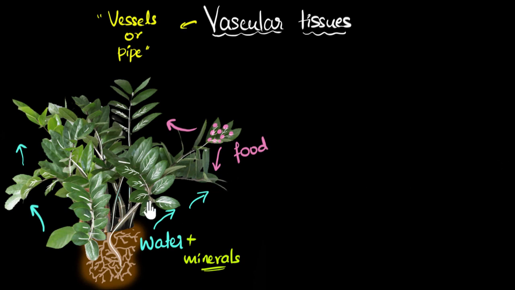But wait, you may be thinking, how can we use one pipe to transport both food and water? Won't they get mixed up? Well, to make sure they don't get mixed up, we have two separate piping systems, one for water and one for food. And we give them names. The piping system that we use for water is called xylem. So xylem transports water and the dissolved minerals. Okay, when we say water, it already has dissolved minerals. And for food, we have another tissue called phloem.